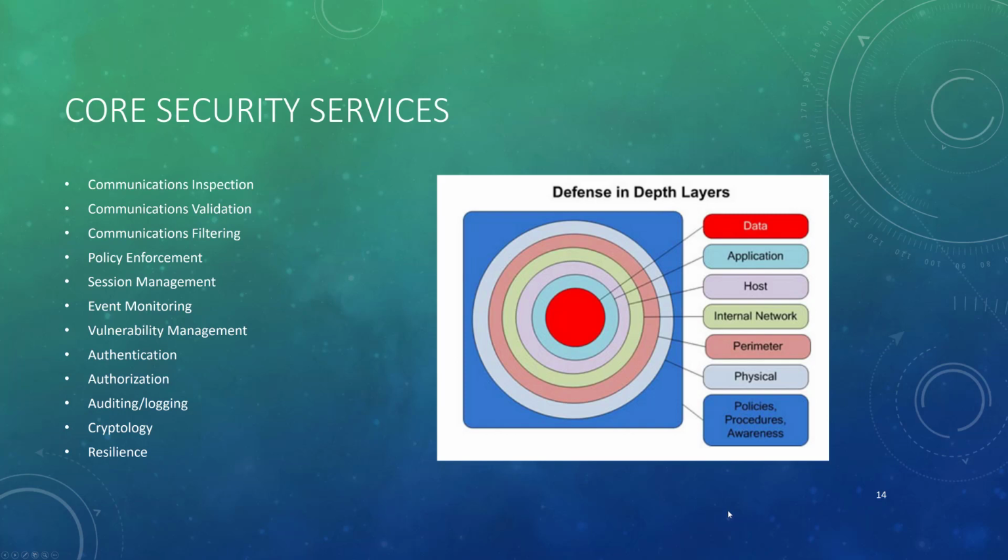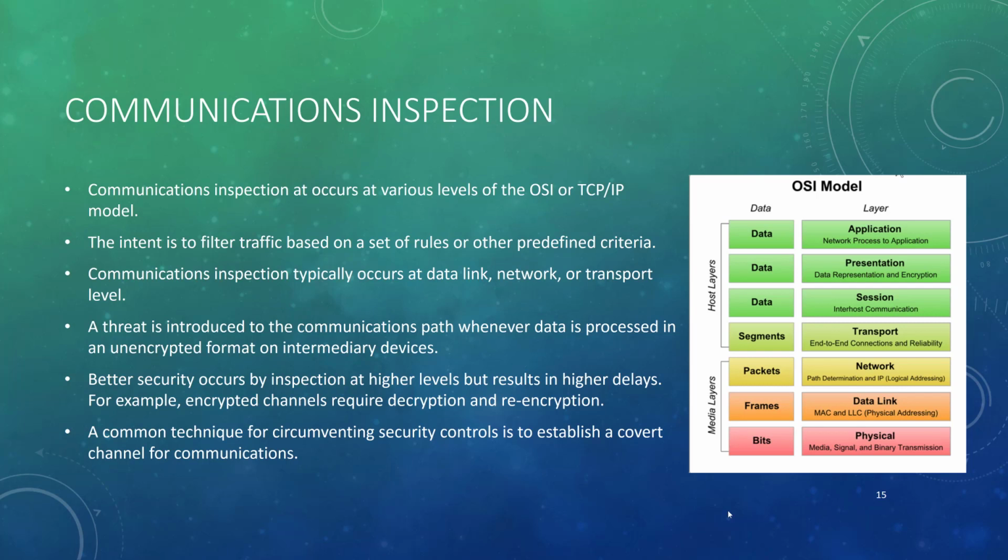This is the third of 5 videos exploring Chapter 7 in the most excellent textbook, Security Risk Management, by Wheller. What we're going to do is look at 12 core communications services. We'll start off by looking at communications inspection. As the name implies, you're just looking at the communications, making sure that the appropriate rules are being followed or whatever criteria you've got set up.